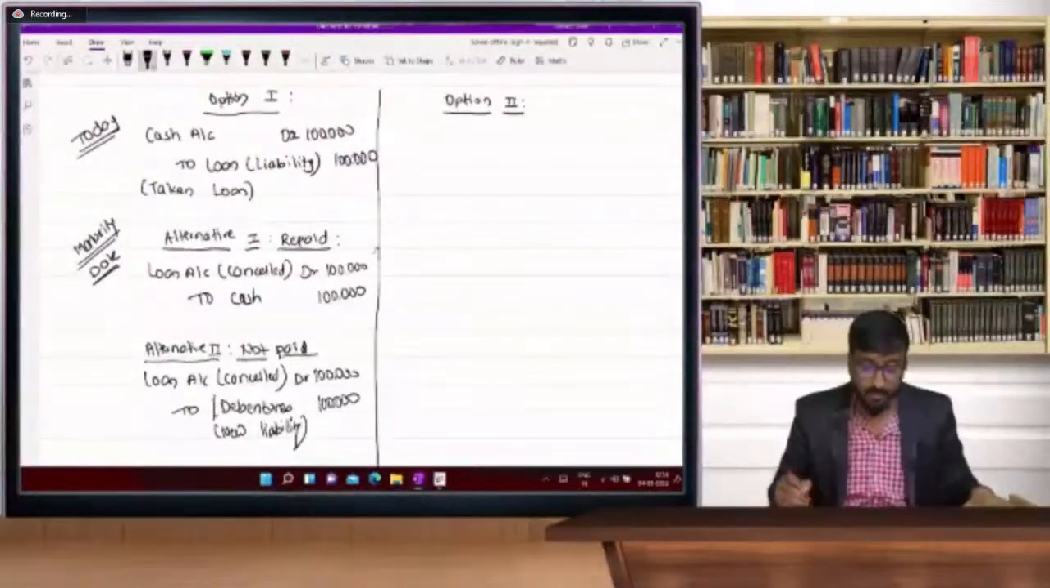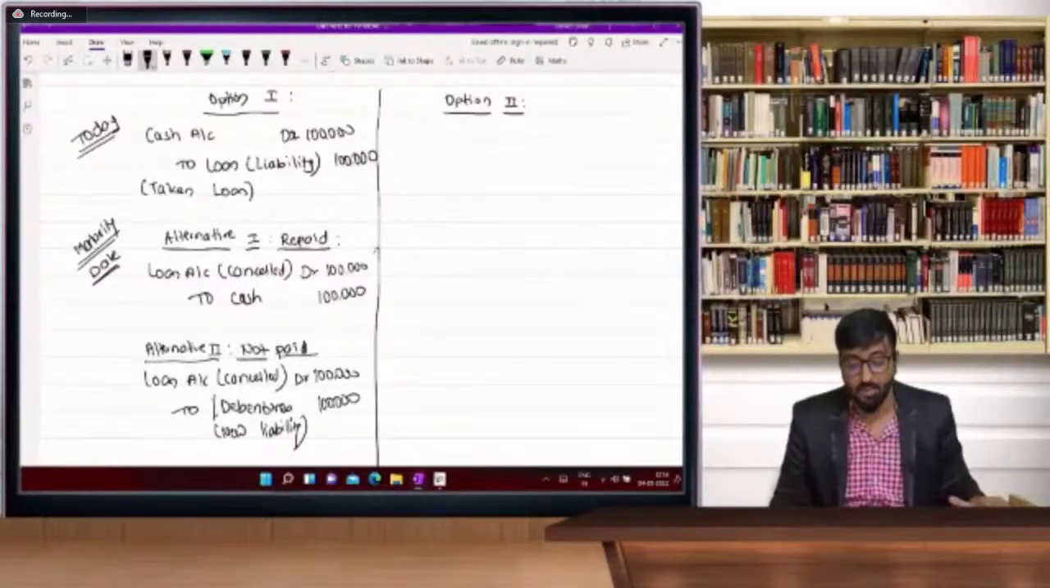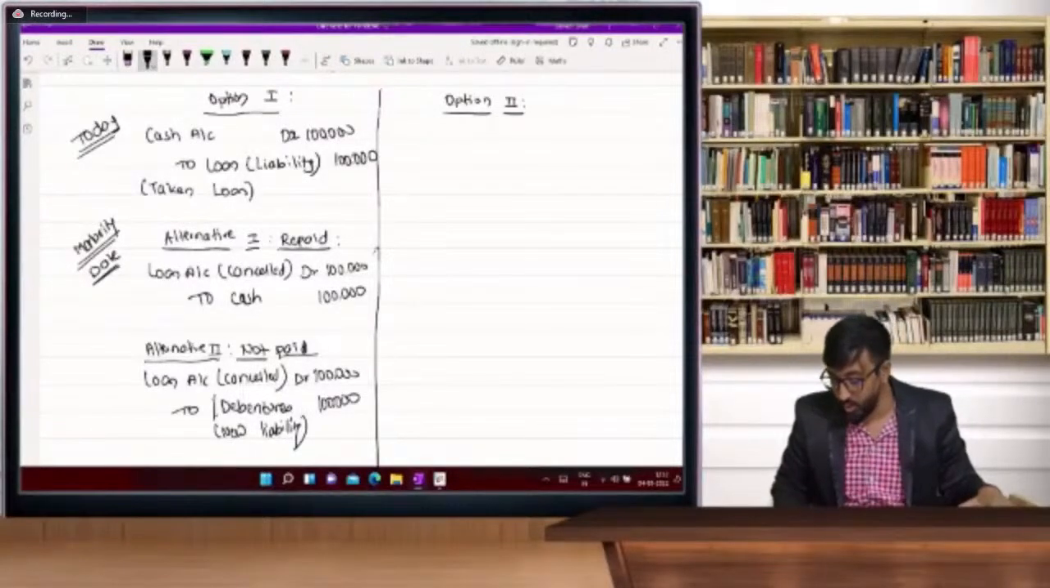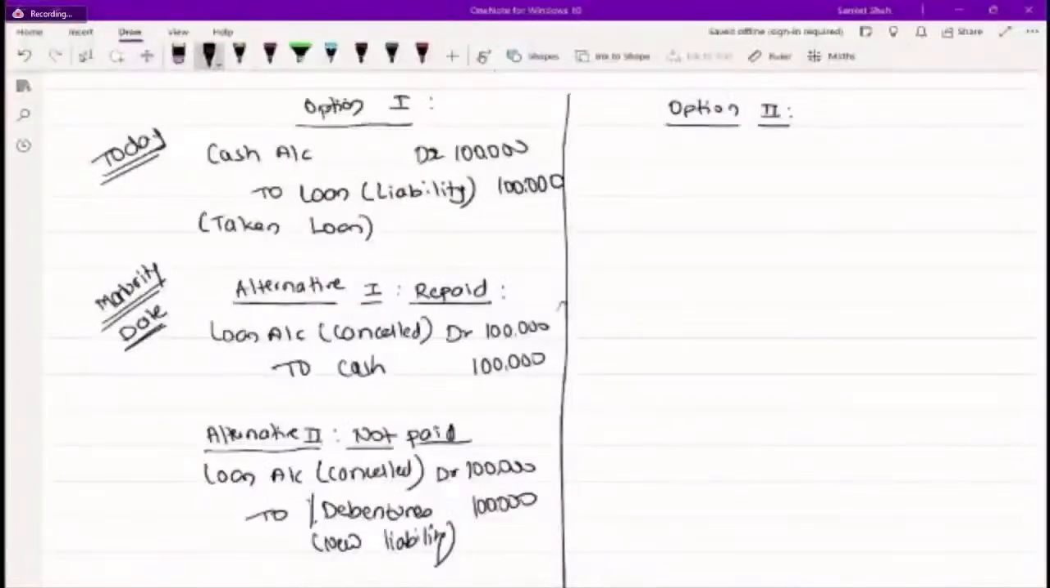Very easy, beta. Yes, got it or not? Please tell me. Option number 1. Any logic that you are not getting? Tell me fast. Any logic that you are not getting? You can take a screenshot.